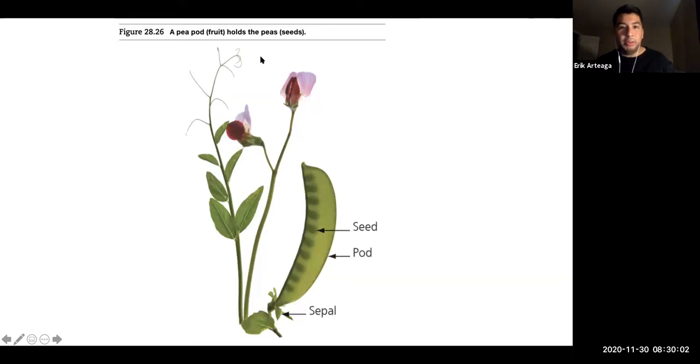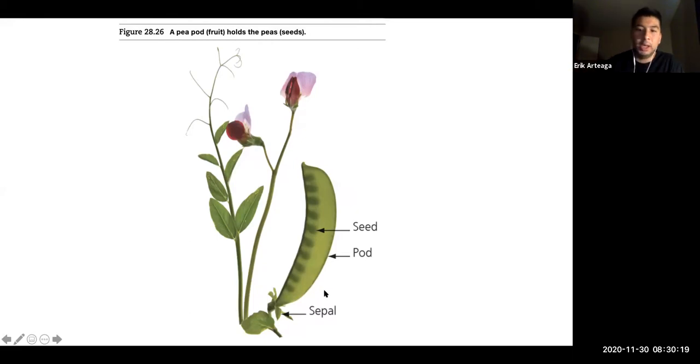So here we have a pea pod fruit, which holds pea seeds, and then you have the seeds, and then you have the pod. Again, this was originally a flower shown here, right? So you have the sepals or the petals that are remnants of the old flower, and then you have the development of the fruit, okay? So fruit is anything that contains a seed.